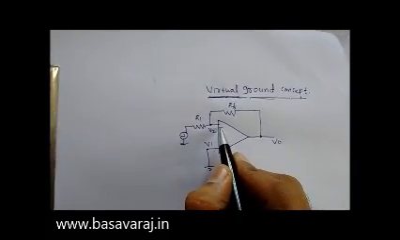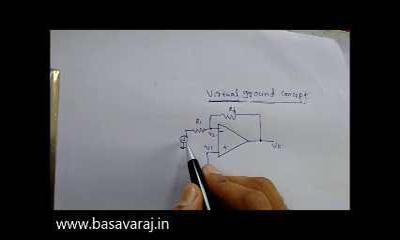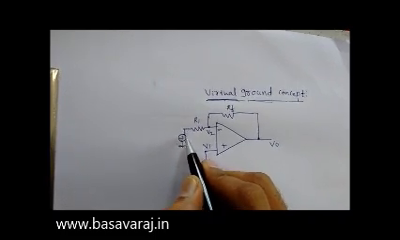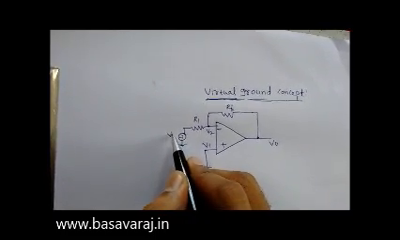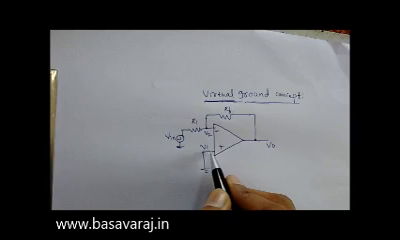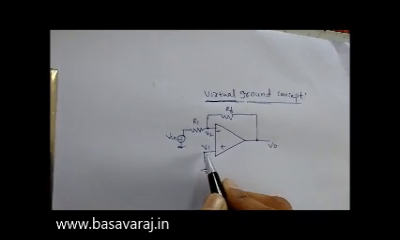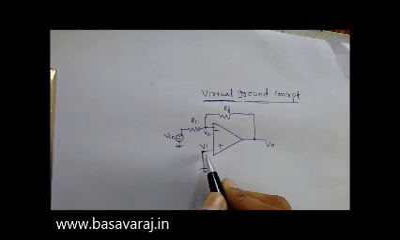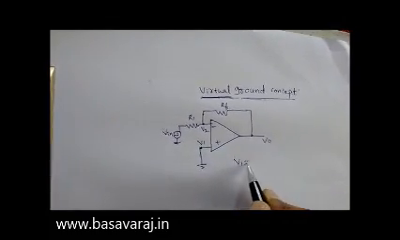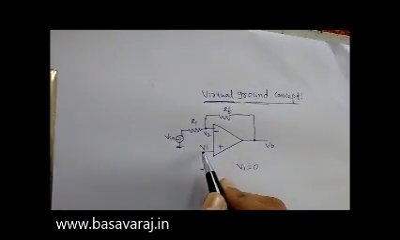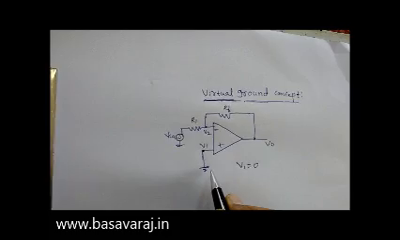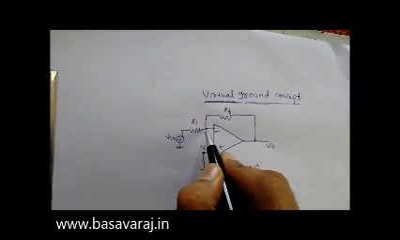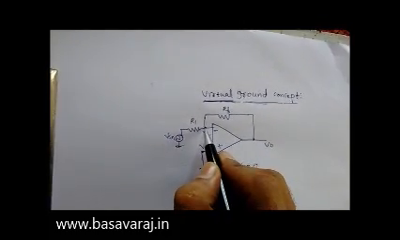Here the inverting terminal is connected to the input signal V and the non-inverting terminal is grounded. So here at V1 the voltage is 0, V1 equal to 0, because this terminal is connected to ground. Then what is the voltage at V2? That we have to find out.